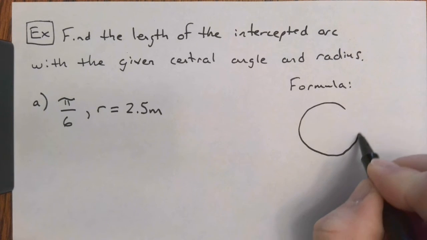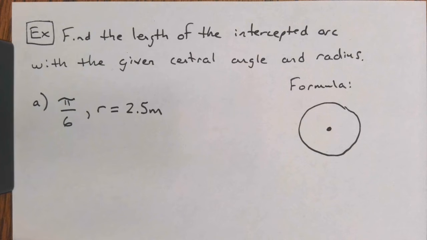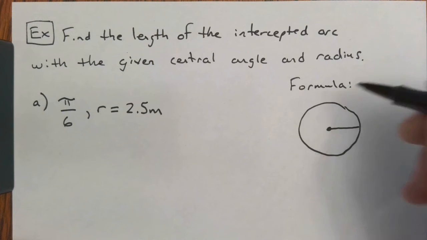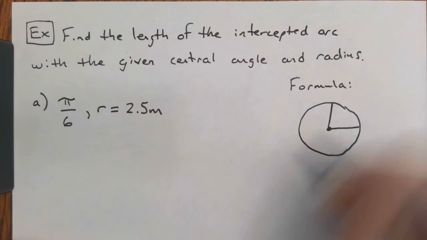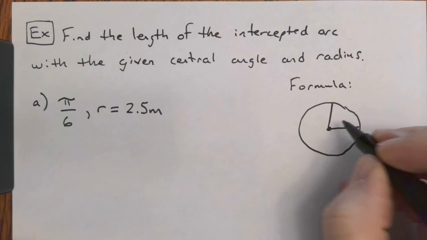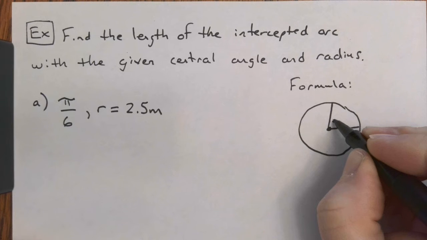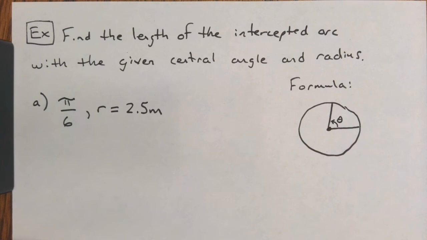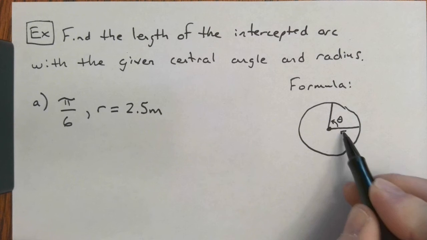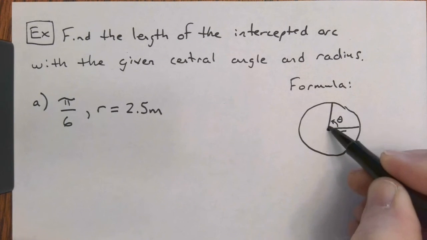So I'm going to draw a circle here. There's the center of my circle. And when they're talking about an intercepted arc, what that means is we have two radii in this problem. And then there's an angle in between those two radii that we would call theta. So from the center out to the edge, we have a radius here. We'll use the variable r for that. We have another radius there.